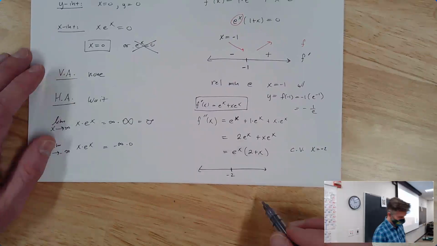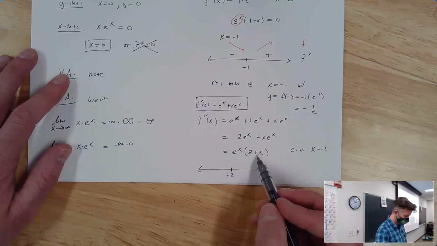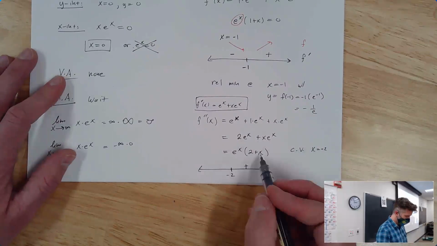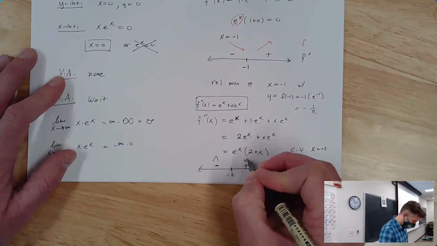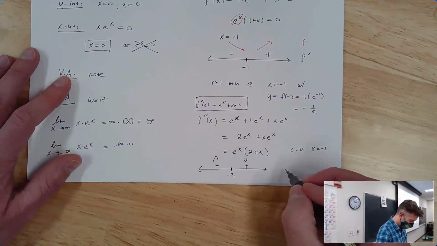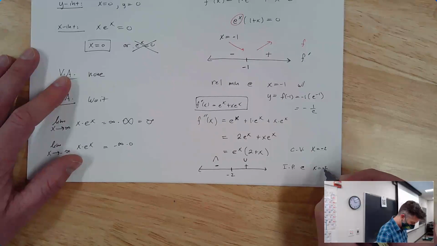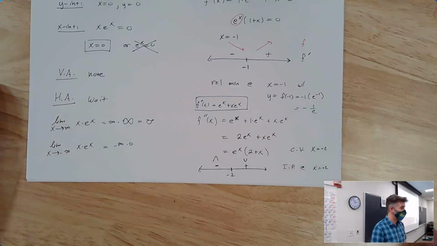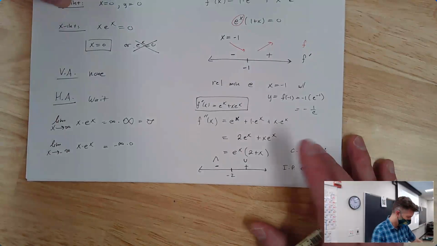So pick something larger than -2, like 0, and plug it in, and you get positive times a positive. Pick something less than -2, like -3, negative times always positive. So we are concave down over here, we're concave up over here. So we do have an inflection point at x equal to -2. I generally don't think about finding the y value of the inflection point until maybe after I've graphed it, or maybe not at all, depending on how gross it is. Let's graph the thing.